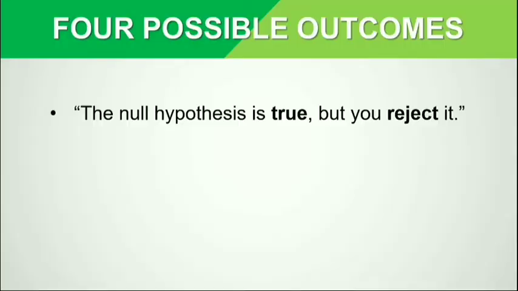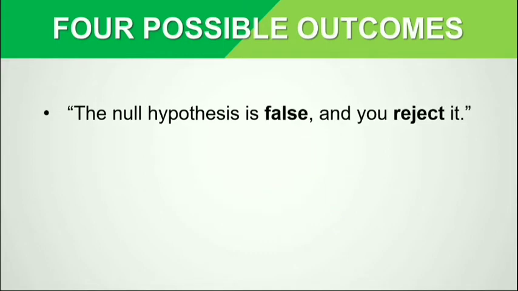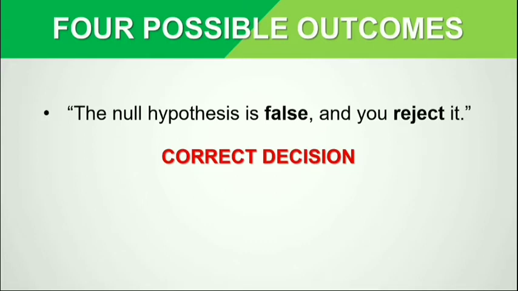The first outcome is when the null hypothesis is true, but you reject it. And this is an incorrect decision. This outcome is referred to as the type 1 error. Second, it is when the null hypothesis is false and you reject it. And this is a correct decision because you are rejecting a false null hypothesis. So, there is no error in this decision.